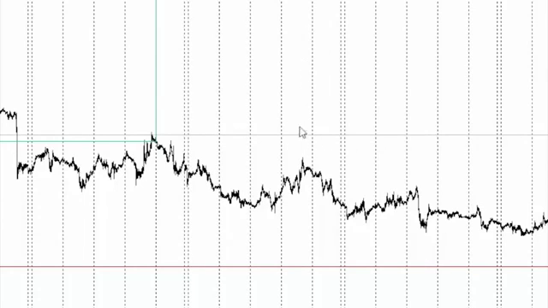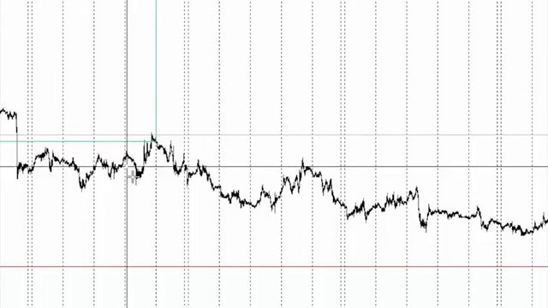Okay, so you see here the chart of euro versus American dollar, and as I have said, the COT report is not published in real time, so we have a one-week lag. It is published as the result of Tuesdays.